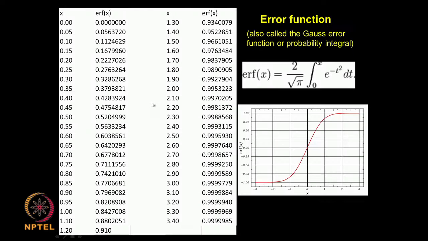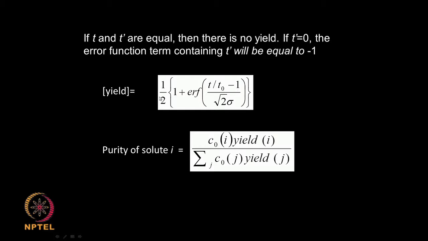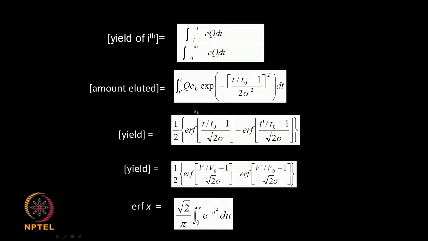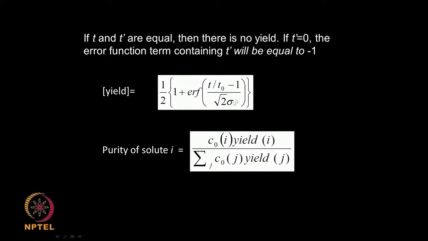If t and t dash are equal, then there is no yield. If t dash is equal to 0, the error function term containing t dash will be equal to minus 1. So, you will end up with half of 1 plus error function of ((t by t0) minus 1) by square root of 2 sigma. If you are collecting the sample from time equal to 0 right up to time t, this term will go away, that will be minus 1, and you will get half of 1 plus this term. So, you are collecting sample from time equal to 0 up to time equal to t, and you will end up with an equation of this form.